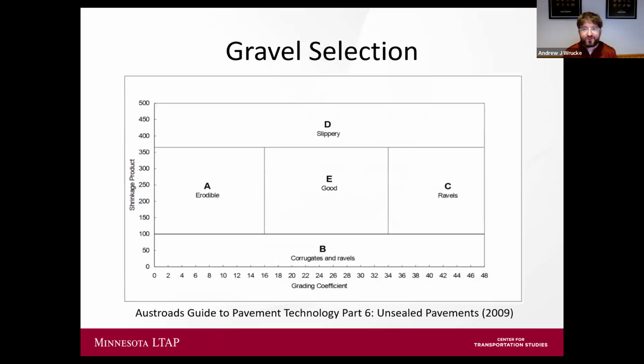And then I just pulled this chart up to kind of show you, don't need to worry about the shrinkage product, the grading coefficient. This is from that Osterroads guide. And it shows you that there's kind of this really nice Goldilocks zone of your gravel where it can be too slippery with too much binder and can corrugate and ravel with not enough binder. Or it can be erodible or ravel with other issues within the gradation. But there's this very large area, I mean, it's a big space of the chart that is considered good gravel.